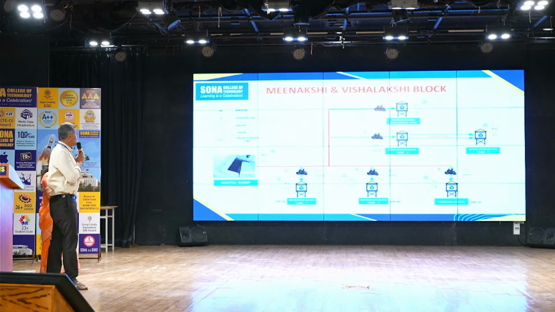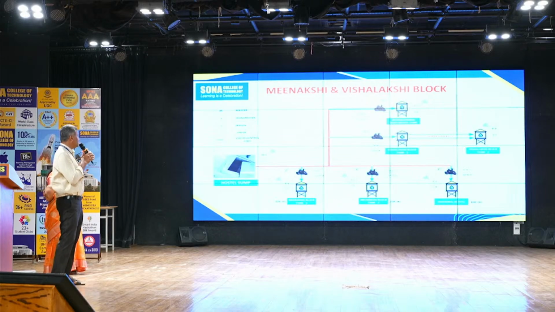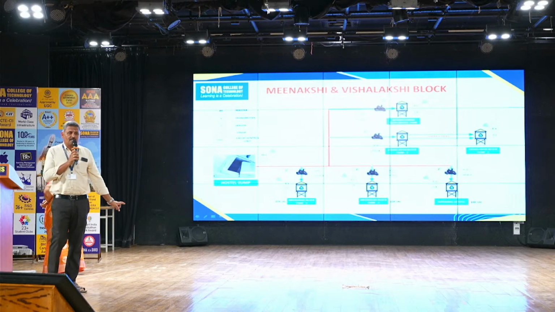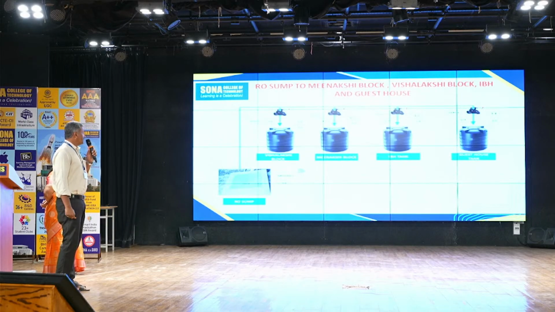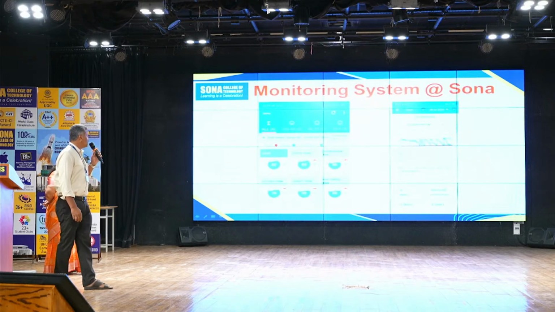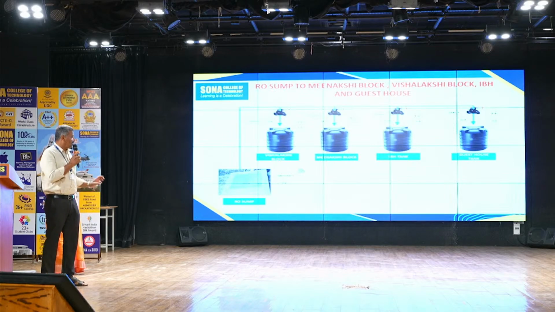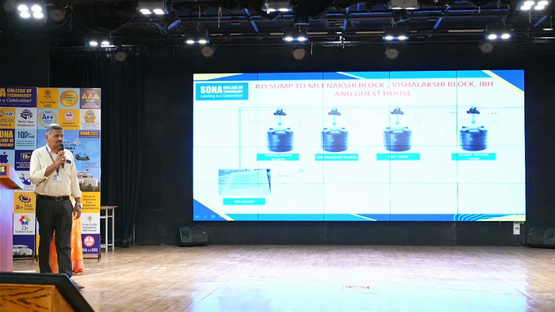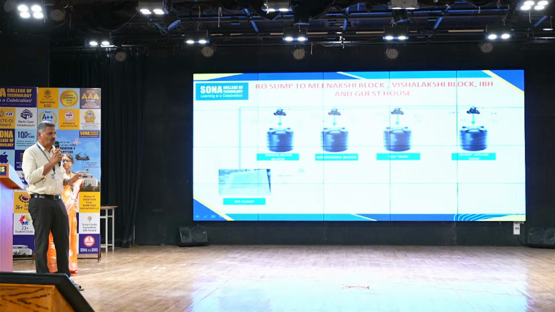So this is the Meenakshi block and then tank. Here we have 6 tanks available. The six tanks are connected to the same sump. So here also we have to prioritize. So this is one RO pump, Meenakshi block, Visalakshi block, and then IBH, and then the guest house tank. All of these come under a single sump. All the tanks are connected to one single sump, and one motor fills them.